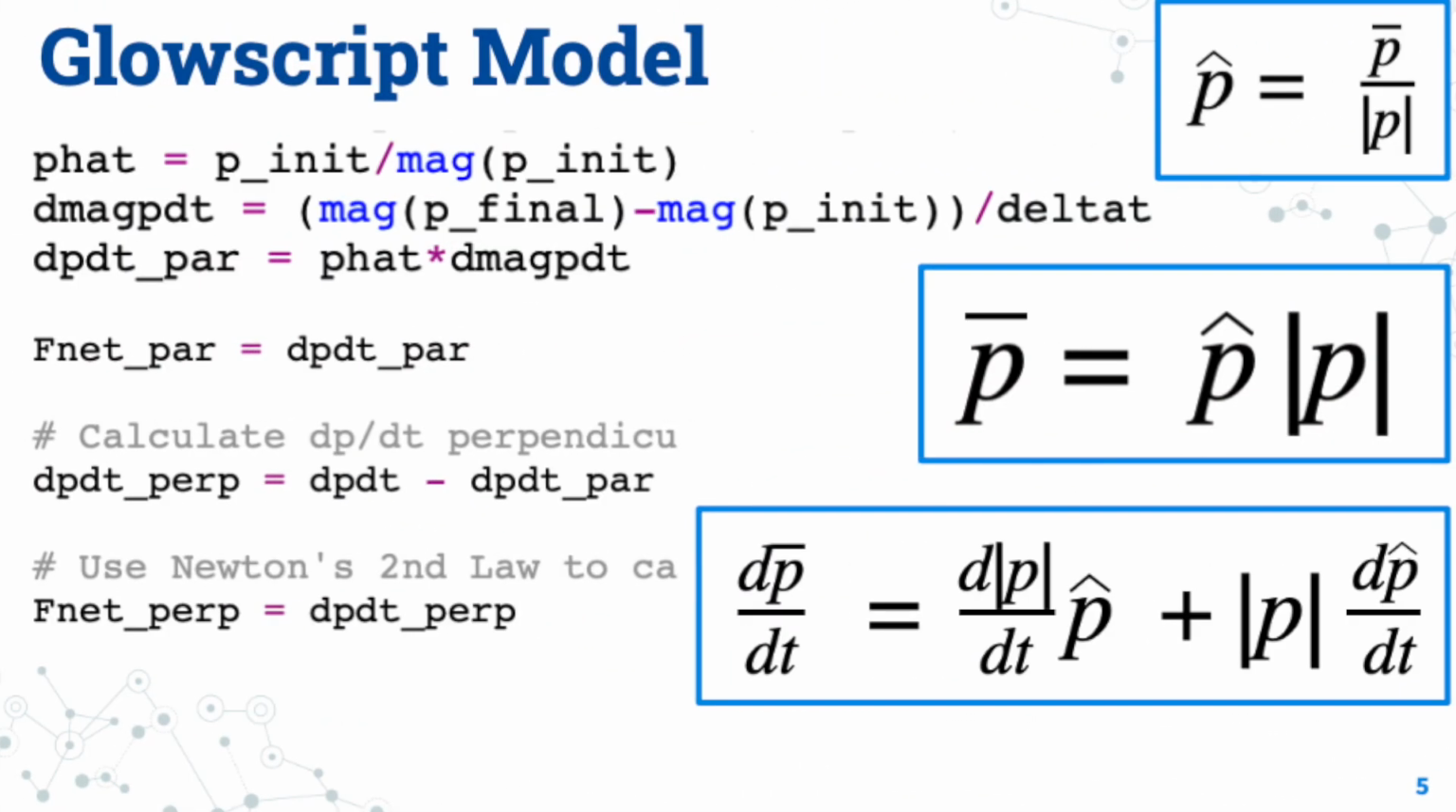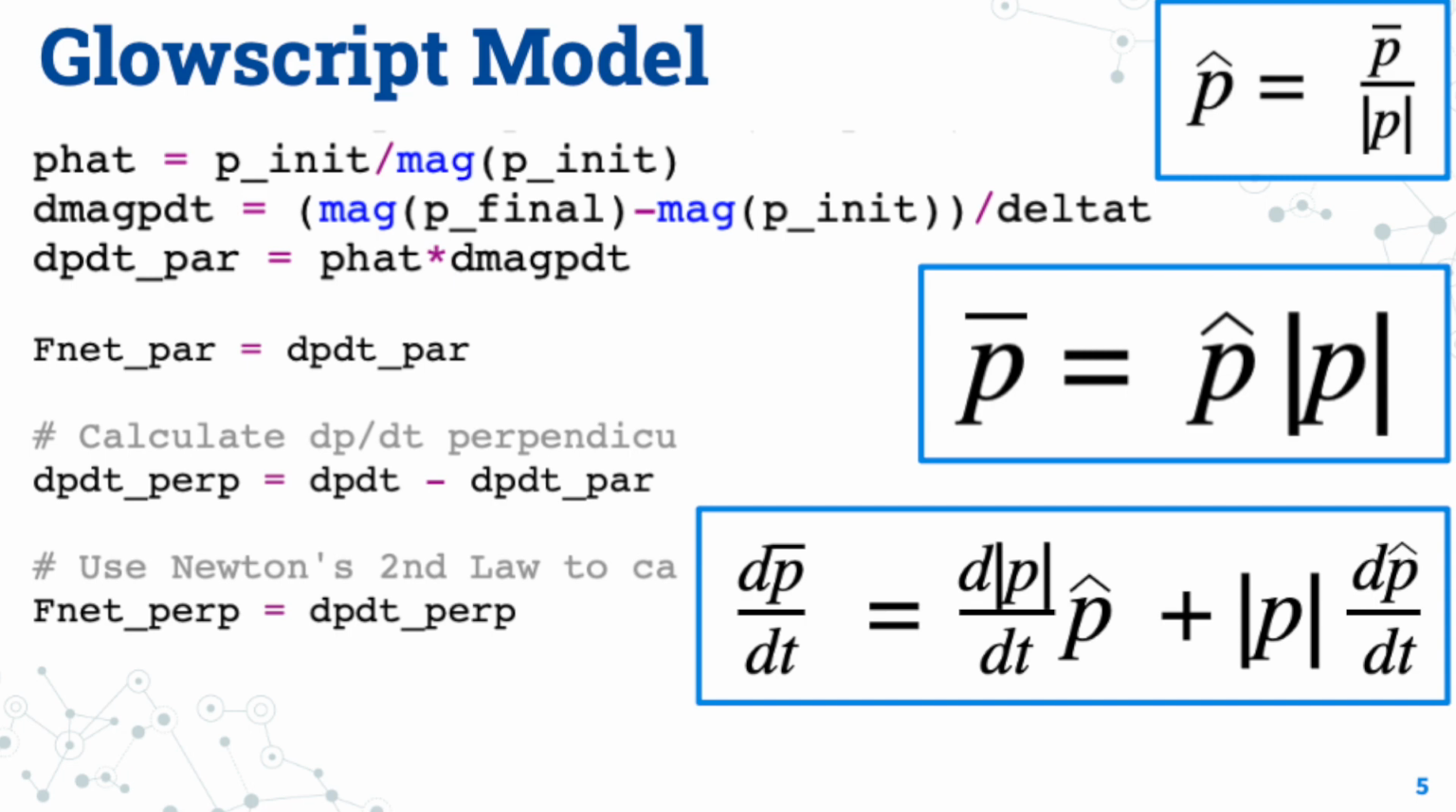In the top right-hand corner, I show the equation for a unit vector, which I apply to get my p hat unit vector for momentum. However, things get a little more complicated when we talk about the parallel and perpendicular components of the rate of change of momentum. For you to really understand where my values came from, I wanted to include my derivation process.